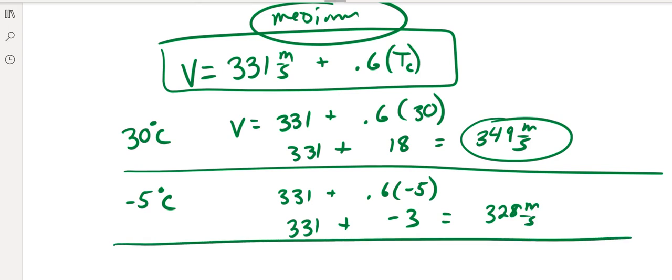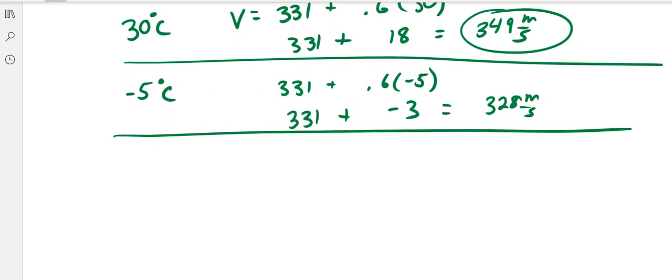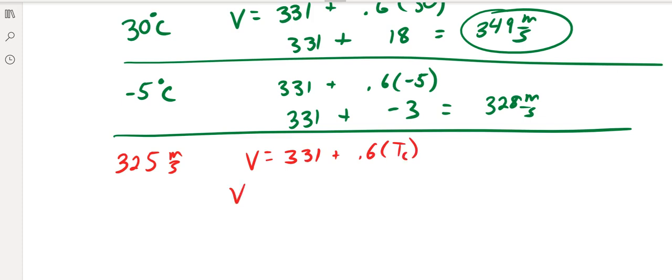Well, let's look at the other direction. Let's say that you know the speed of sound is 325 meters per second. Well, what would the temperature be? In this case, we can simply say the velocity is 331 plus 0.6 times the temperature. So we're going to take the velocity minus 331, and divide it by 0.6, and that's going to give you the temperature.